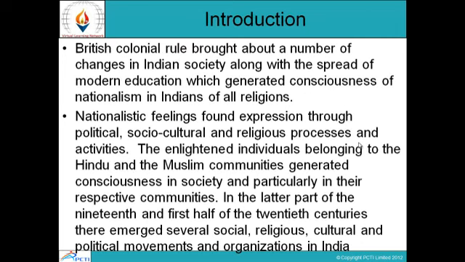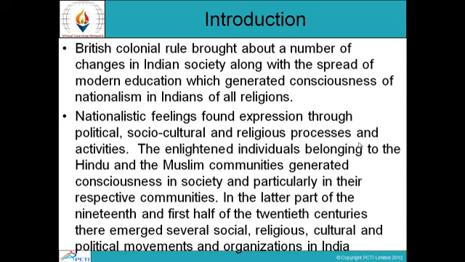Introduction. British colonial rule brought about a number of changes in Indian society along with the spread of modern education, which generated consciousness of nationalism in Indians of all religions. So the Britishers came and set up their colonial rule and established their business here and started generating money. And alongside, for their own benefit, they started the education system, but that education also paved the way for generating consciousness of nationalism in Indians of all religions. So it proved also a benefit for the Indians.